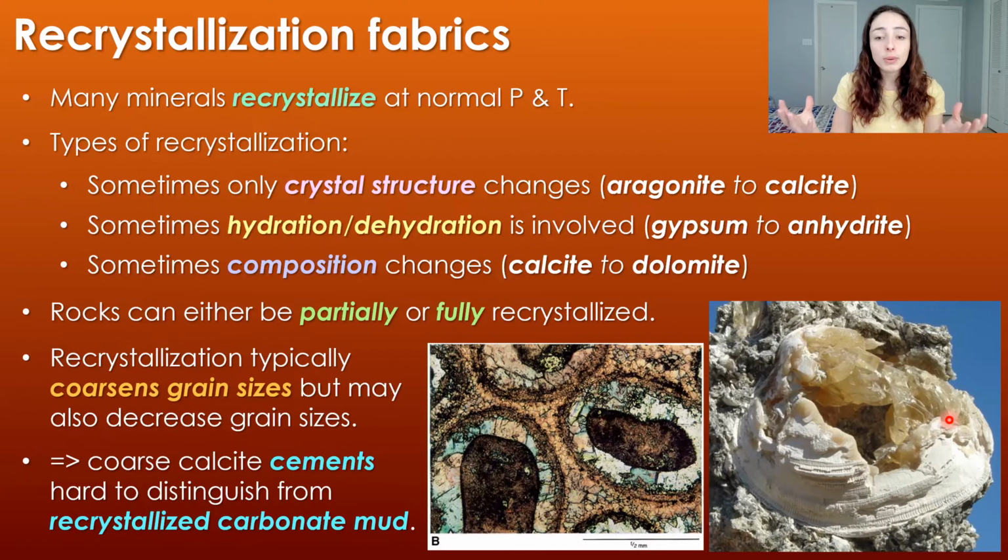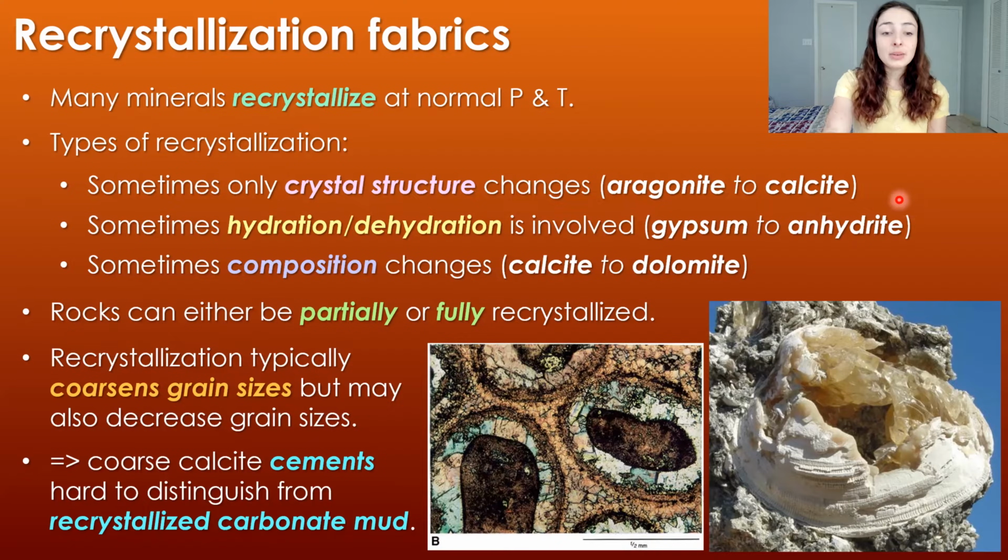They're both calcium carbonate minerals, but their crystal structure, or the way their atoms are arranged in those crystals, is different. However, sometimes dehydration and/or hydration is involved, in which case we have the example of gypsum to anhydrite. Gypsum and anhydrite both have the same composition. They are both calcium sulfate, although anhydrite does not have any water. It is dehydrated, whereas gypsum has water in its crystal structure. It is hydrated. And so when gypsum recrystallizes to anhydrite, it is becoming dehydrated.